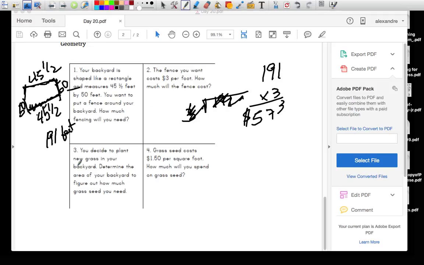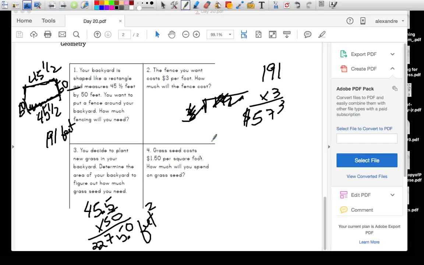Pretty expensive. You decide to plant new grass in your backyard, so determine the area of your backyard now. The area would be 45 and a half times 50. Do I really need to do that? You can multiply 45.5. I would change it. The decimal makes life easier. Times 50. That 0 goes here. 1 decimal place, so my answer should have 1 decimal place. 2,275. Is this in feet? Feet squared.